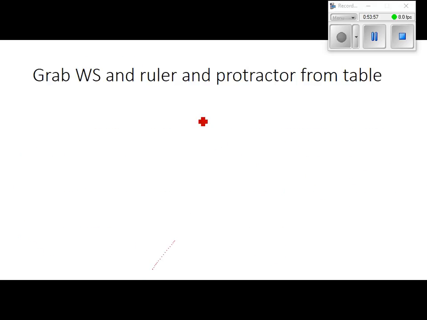All right, what I need you to do, walk up here, and you're going to grab a worksheet and a protractor. I'll do seats today, but I don't have time. Worksheet and a protractor.